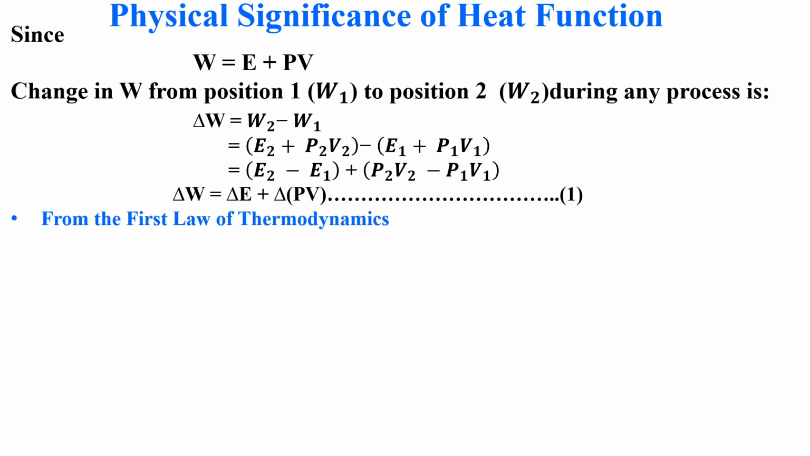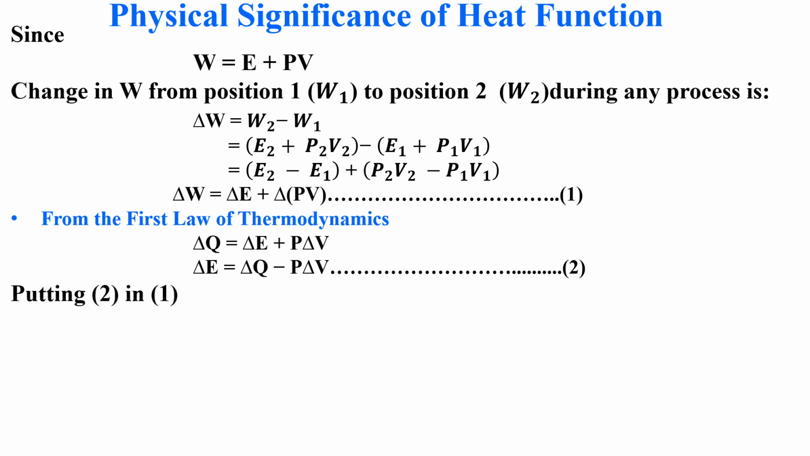Now we know from the first law of thermodynamics that heat supplied to the body is used to change the internal energy, which is del E, and the work done by the system, which is P del V. So del Q is equal to del E plus P del V. This is the first law of thermodynamics. So del E is equal to del Q minus P del V.